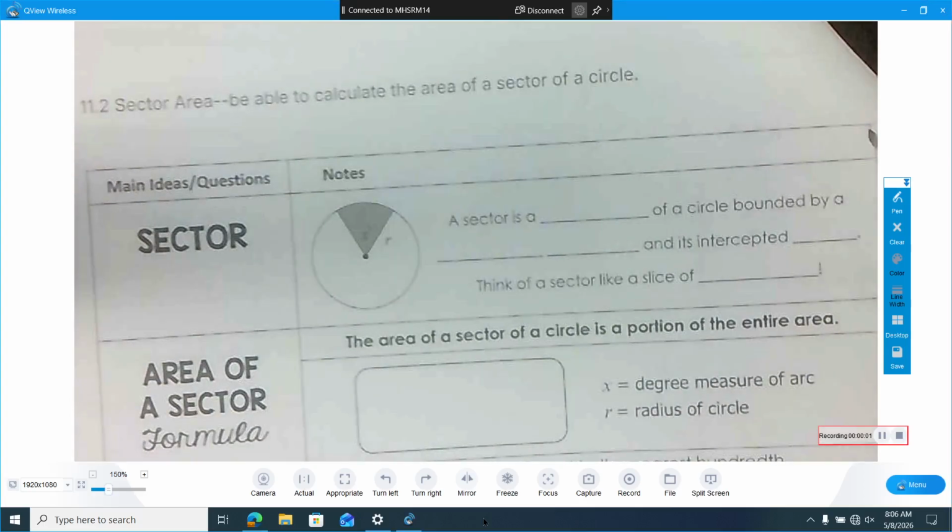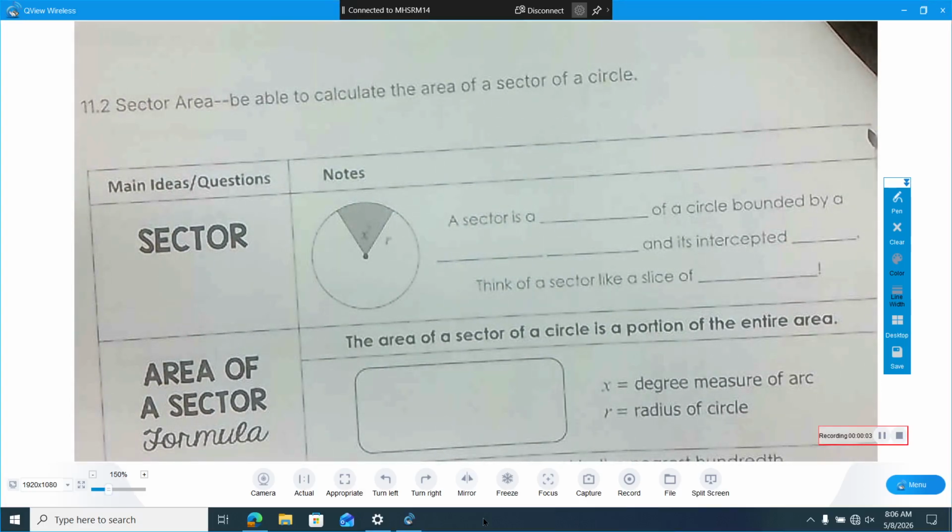No, maybe it was arc length that we did. Did we not do? I don't know. I don't remember. Anyway, not important. Here we go.